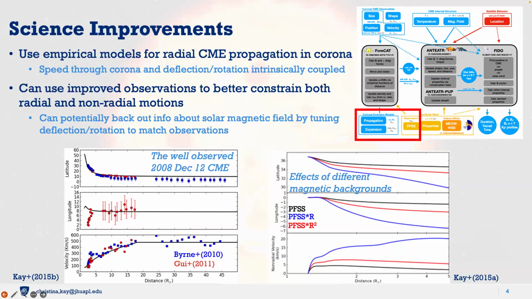And here's an example of things we might want to look at with PUNCH: how different magnetic backgrounds affect the amount of deflection and rotation. So we tend to use just a PFSS background, but you can artificially scale that up by a factor of R or R squared so that it decays less with distance. And so then we can see how that affects how much deflection or rotation we get. So the better observations we have, the more we can tune what we're looking for with our model, and we can maybe play around with some of these background parameters and try and get out information about the solar magnetic field or the solar wind and all of those interesting things. And so, yes, it's very unsophisticated, but a lot of options and a lot of things you can play with.